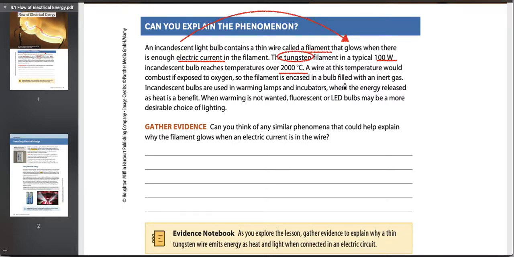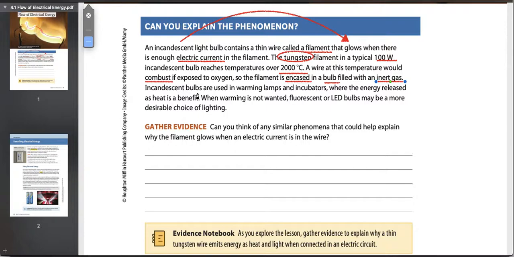An element on the periodic table. It's a metal. A wire at this temperature would combust. That means it would burn up if it was exposed to oxygen. So the filament is encased, that is contained, in a glass bulb filled with an inert gas. An inert gas is a gas that does not react, unlike oxygen.